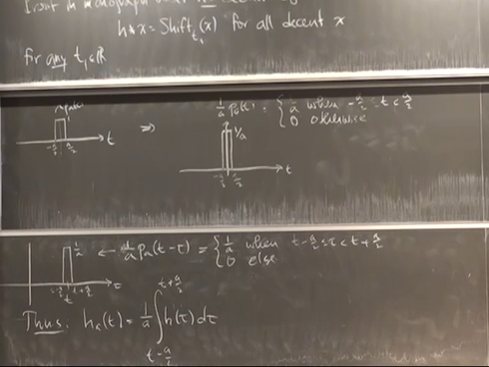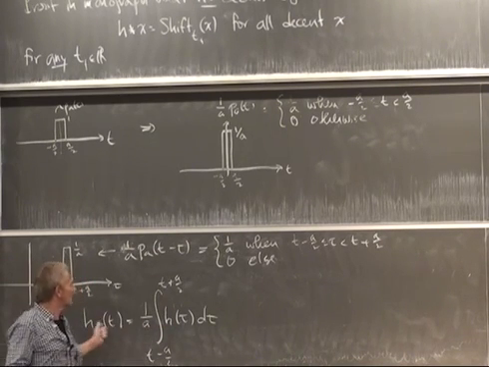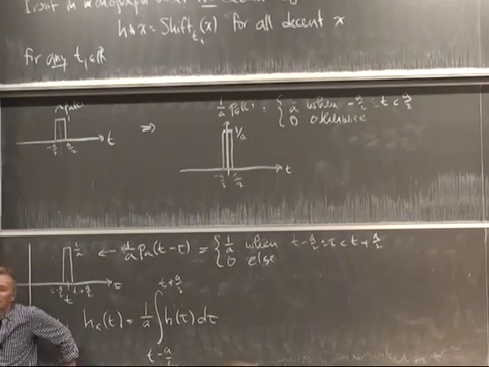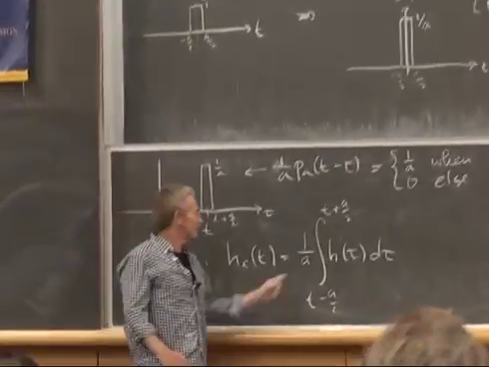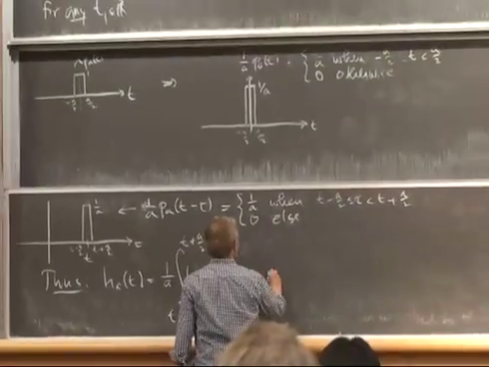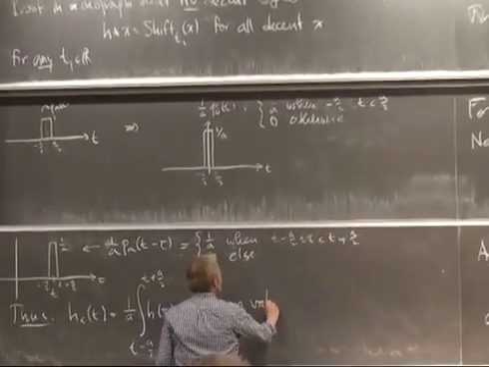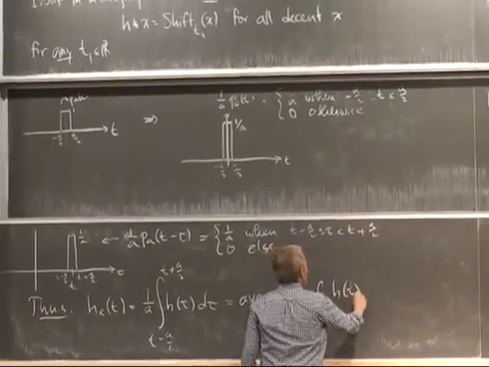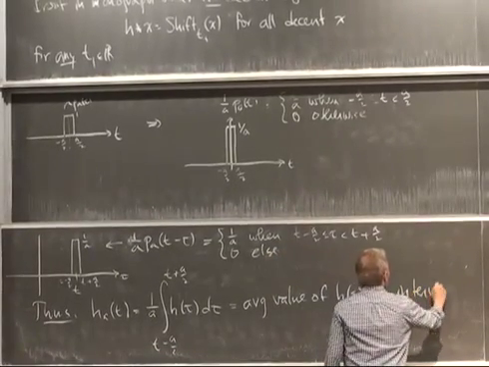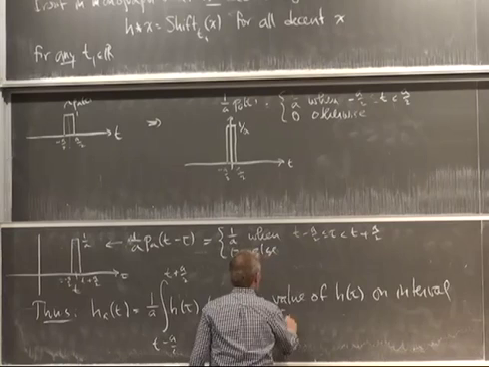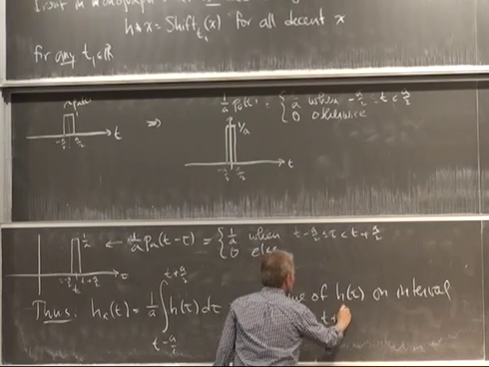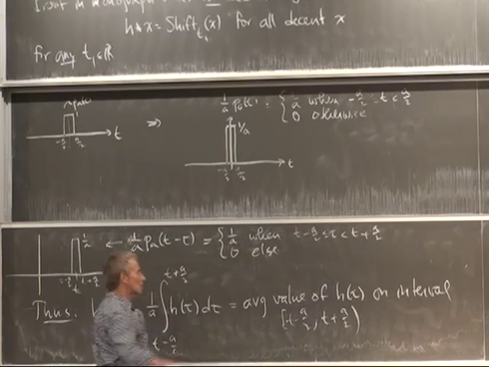Now, from Calc 1, or even an AB level calc course, you learned what happens when you integrate something over an interval and then divide by the length of the interval. What do you get? Yeah, this is the average value of h. So average value of h of tau on the interval t minus a over 2 to t plus a over 2. And you could have it open, closed, whatever.